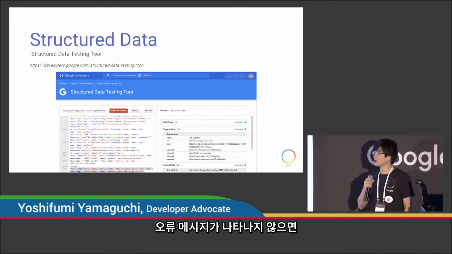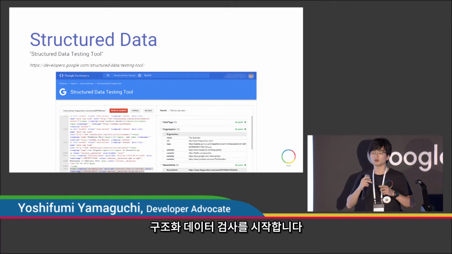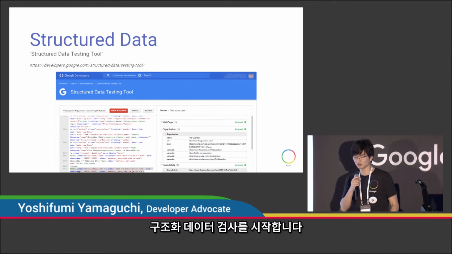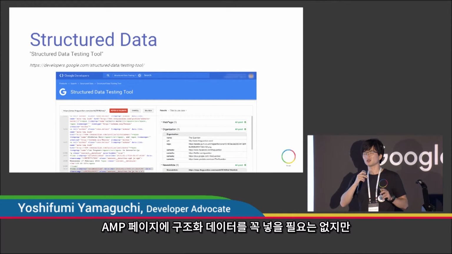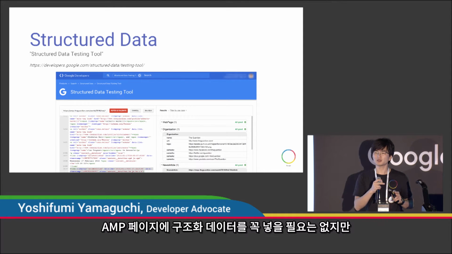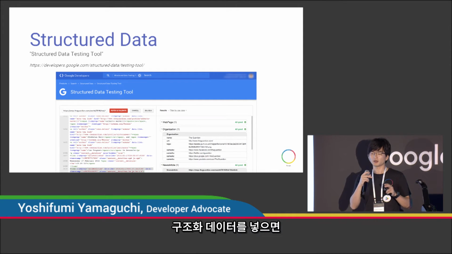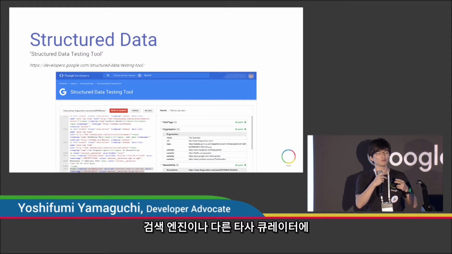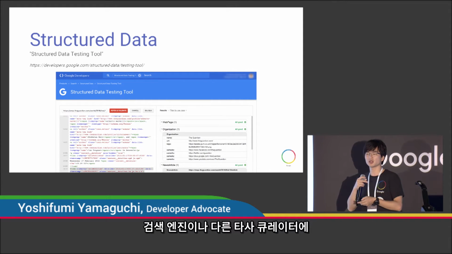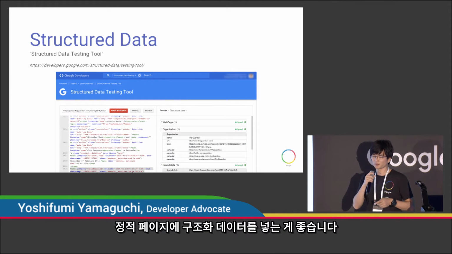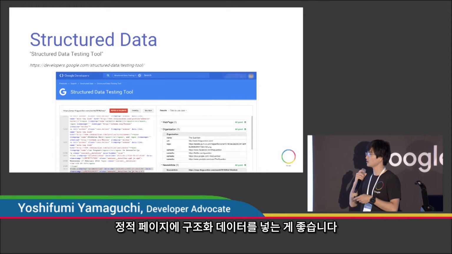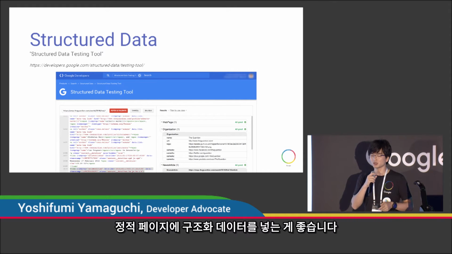Then if you got no error messages, you can go forward to the structured data validation. Structured data is not mandatory in AMP pages, but if the pages have structured data, it gives more useful data to search engines or other third-party curators. So I recommend you put the structured data inside the static pages.